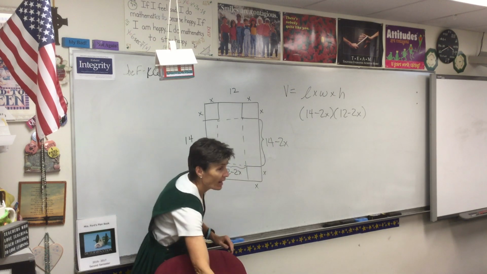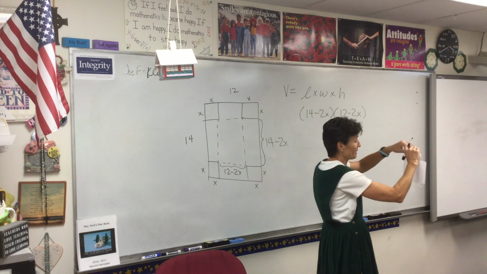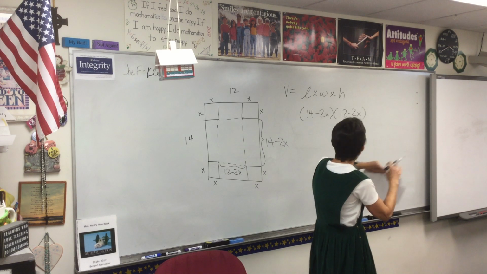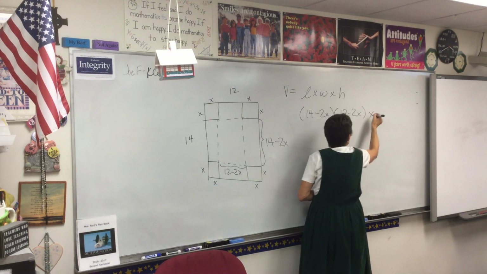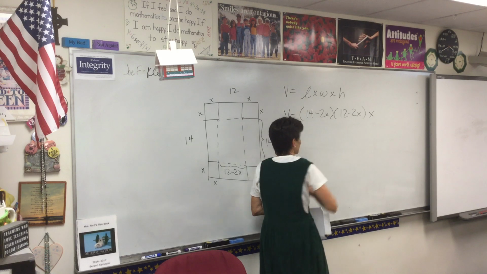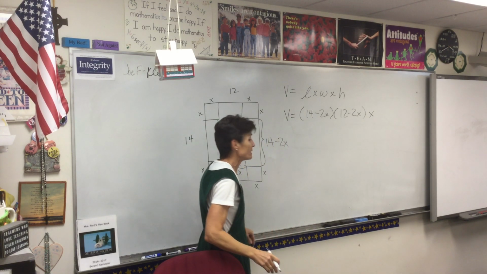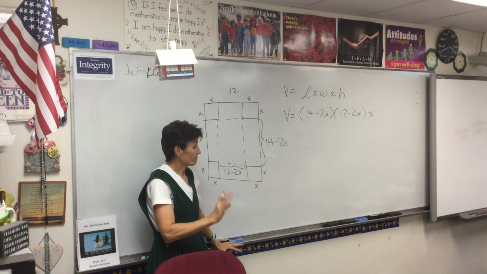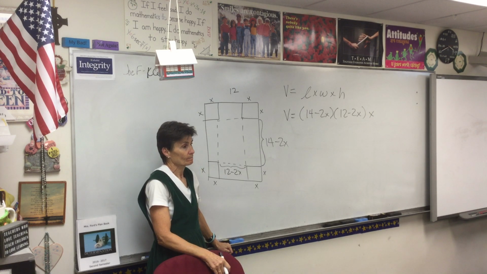Now what about the height of the box? Think about it. When you folded up this flap, doesn't this become the height? And what is that? X. There is your equation. And the happy news is we don't need to multiply it out. This is it. We're done with writing the equation. That's the equation.